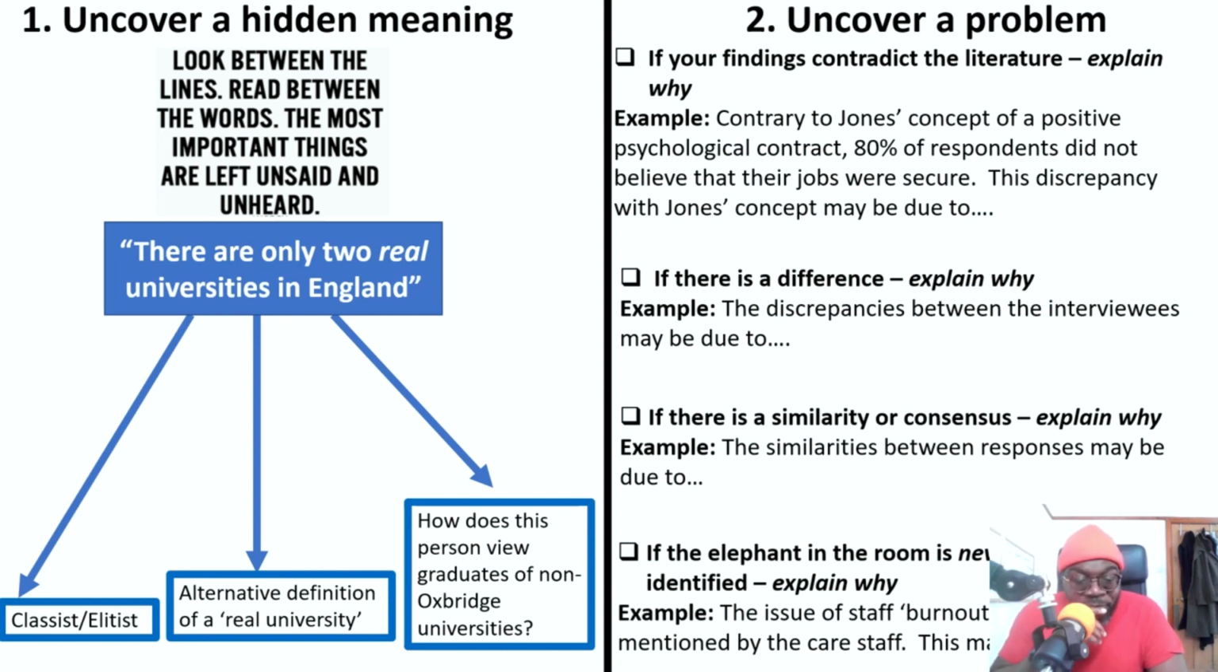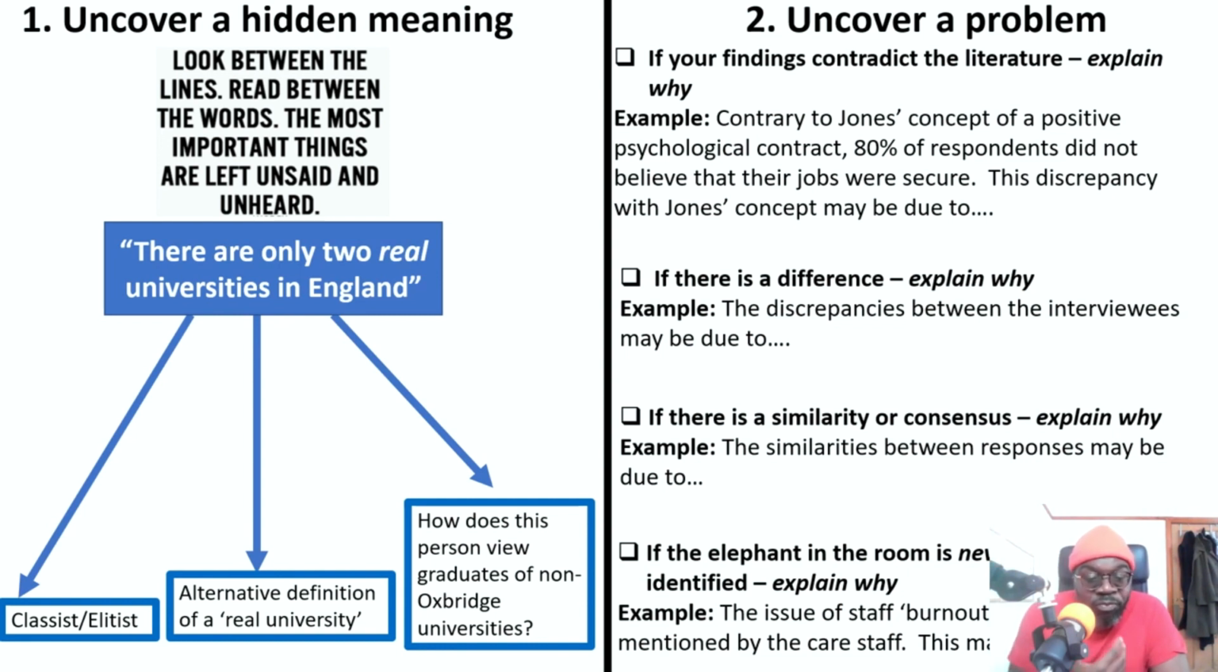If the elephant in the room is never mentioned or identified, explain why. The elephant in the room is a major problem that is present, but nobody discusses it. So you may have read about a major issue in the literature, which is present in a particular industry, and you conduct a survey with people in that industry, but nobody discusses the issue. This is odd. This is a problem.